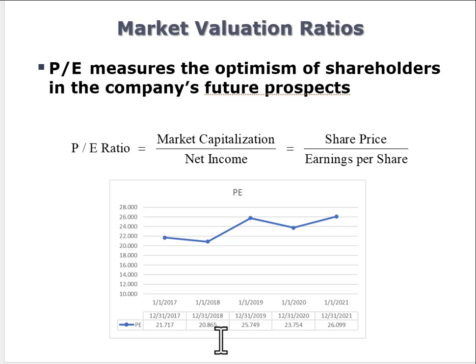So here's a picture of the PE ratio for Coca-Cola, and we can see that it's a little bit bouncy, right? It changes a little from year to year, but in general, we see an upward slope. So investors appear to be pretty optimistic, and their optimism is growing for Coca-Cola over the past 4 or 5 years.